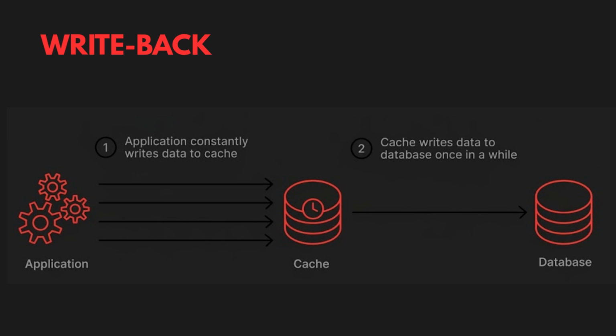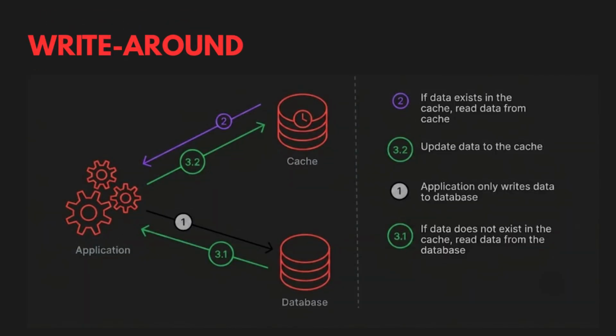You end up with the risk of complete data loss and inconsistency between the cache and database. Write around. Lastly, write around is where you combine read-through and cache aside strategies. The application always writes the data into the database and reads data from the cache. If there's a cache miss, the data is fetched from the database and then stored in the cache for future reads.